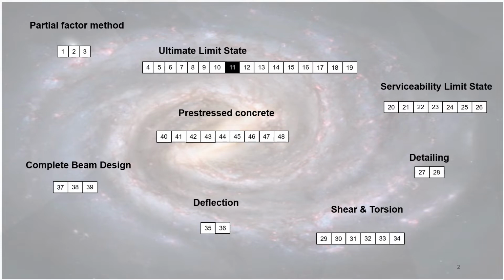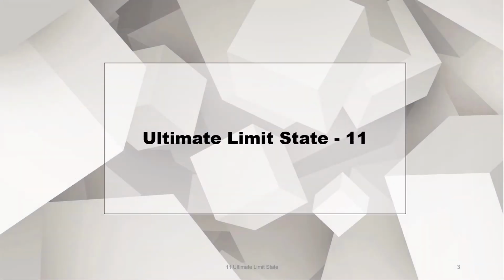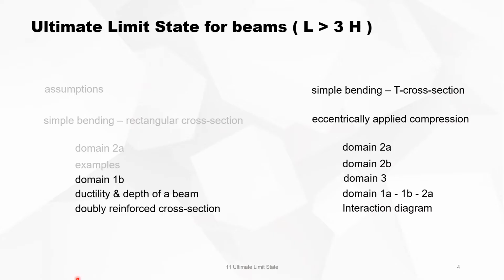This is video 11 in the lecture on the design of reinforced beams, and it's in the group of ultimate limit state. At the end of this section, you will be able to calculate the needed tension reinforcement in domain 1B simple bending. We are now in the chapter of simple bending for rectangular cross sections, and we are going to see what the formulas will be in domain 1B.